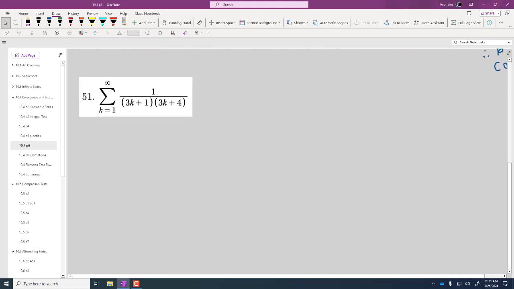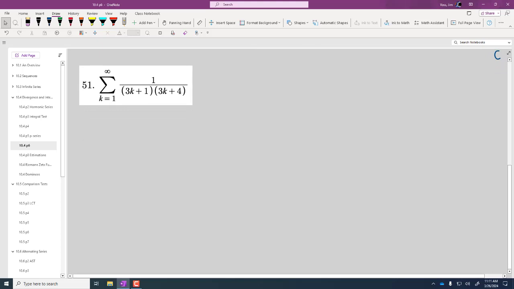Okay, now we have this crazy looking thing. All right. Again, we suspect that it converges, because the k squared is going to be the denominator. We're going to have a 9k squared. But what techniques? Anyone have an idea?